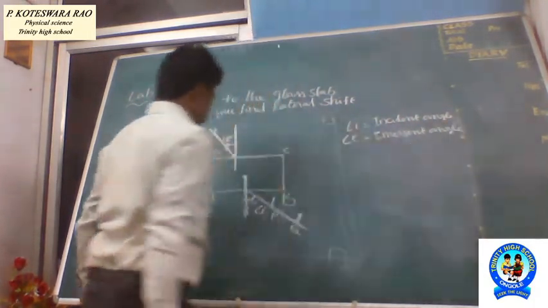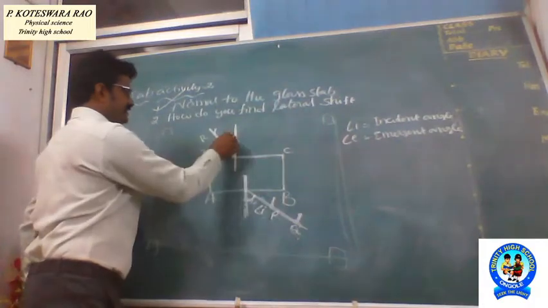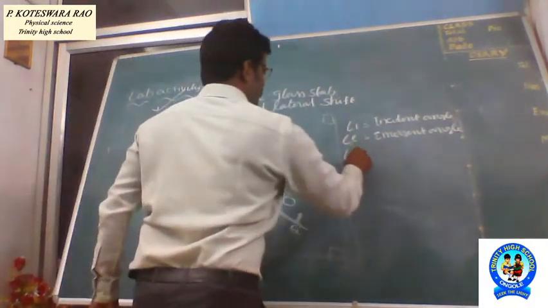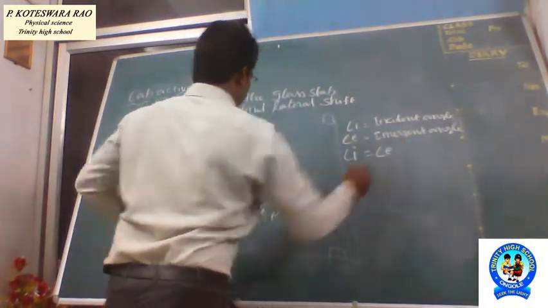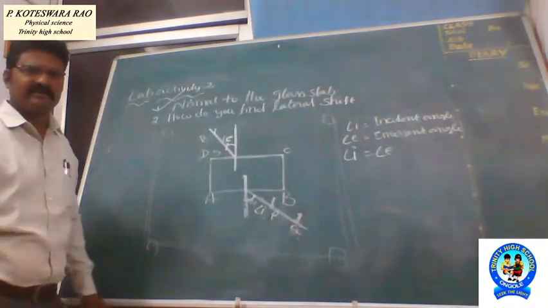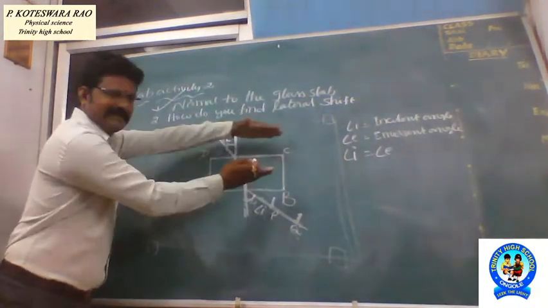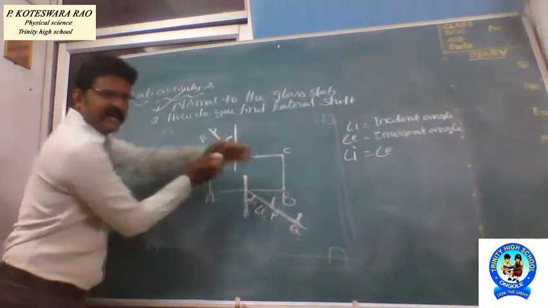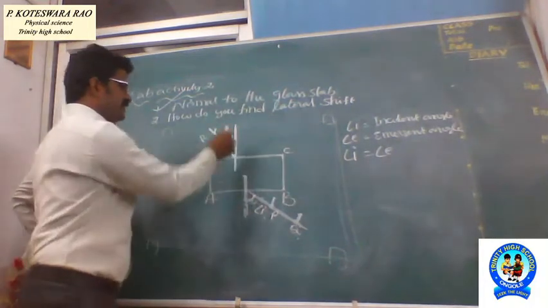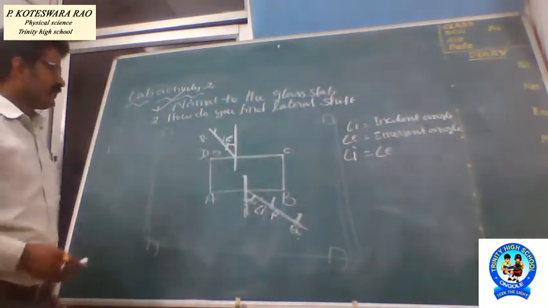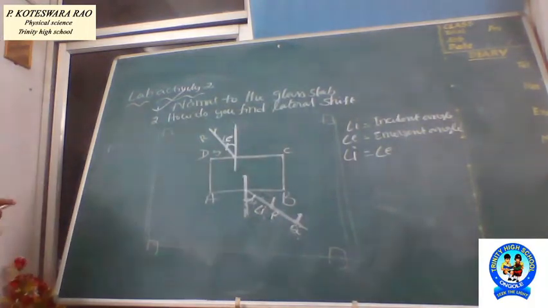Do you know here? This angle and this angle must and should be equal. Angle I is equal to angle E because both faces are parallel. This is a rectangular glass slab. Both are parallel. That's why angle I equals angle E. Okay. Now what do we want to do?